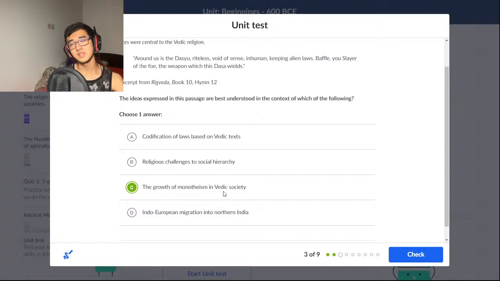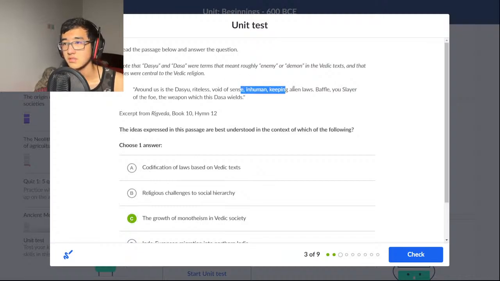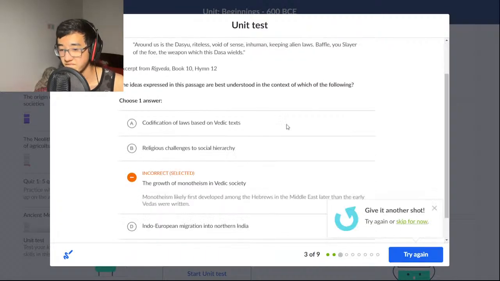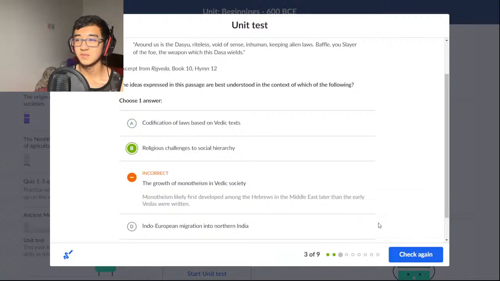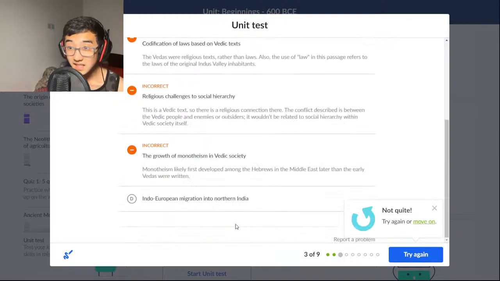So it could be this one, because it does involve religion. Indo-European migration to northern India? That makes no sense. Religious challenges to social hierarchy? I don't know what this has to do with social hierarchy, so I think it's C. A? So is it B? It's A. It's D? Why?